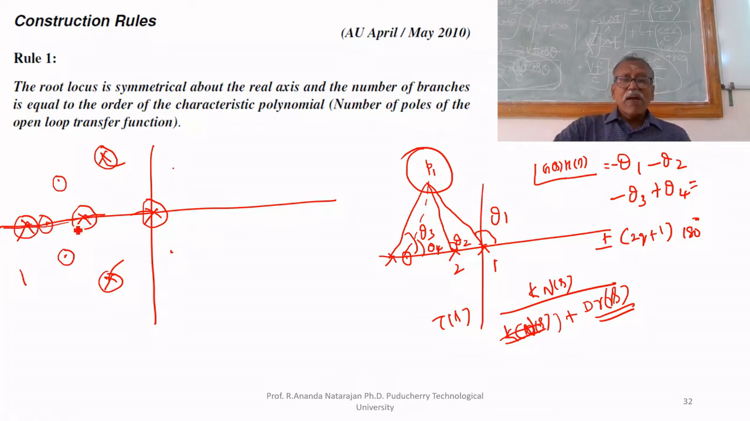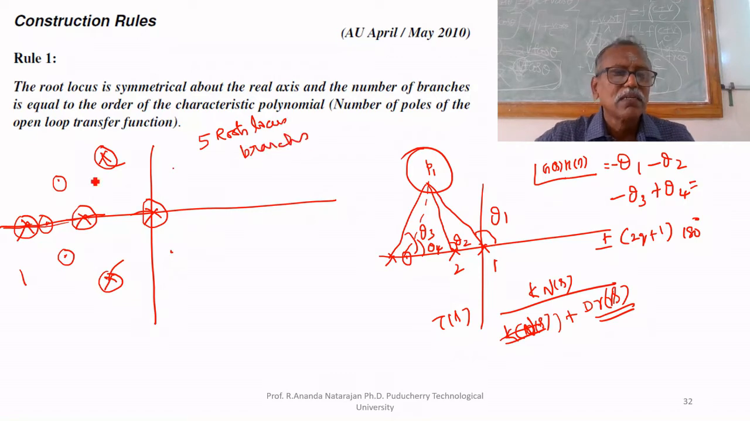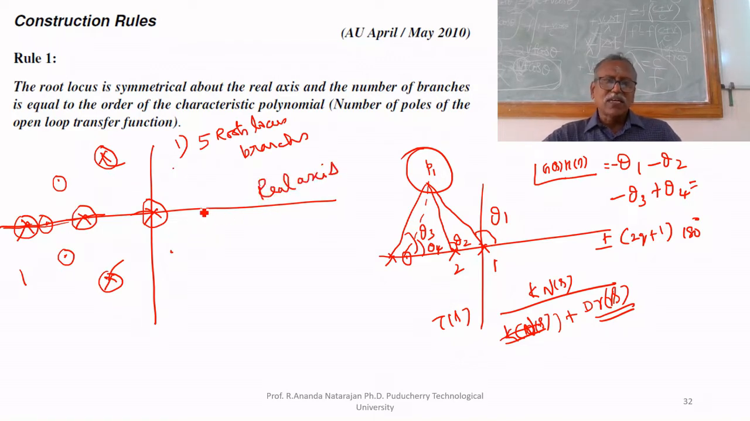So the number of root locus branches is equal to the number of open loop poles. Here, how many open loop poles? 5 open loop poles. Therefore, 5 root locus branches are there. The first rule is that the root locus is symmetrical about the real axis. The second is how many root locus branches: the number of open loop poles.